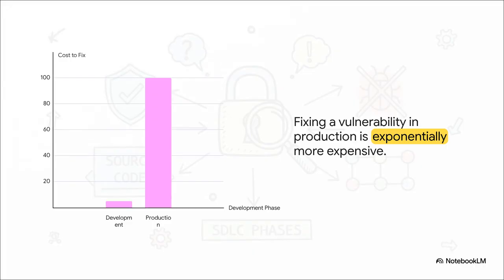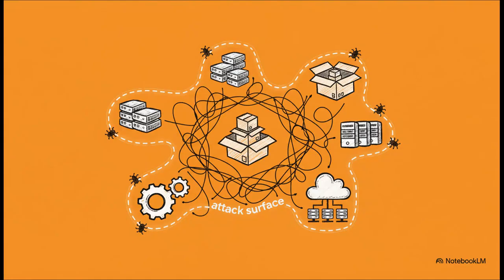And this chart, it says it all. The longer a security bug hides in your code, the more expensive and painful it is to fix. I mean, look at that difference. Catching it while you're still developing, that's a tiny blip, an easy fix. But finding that same bug when it's live, out in production, that's not a blip. That's a 5-alarm fire.